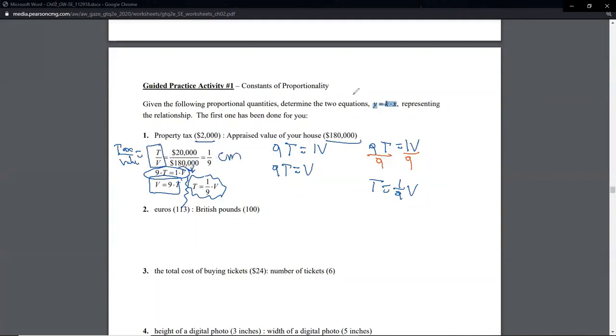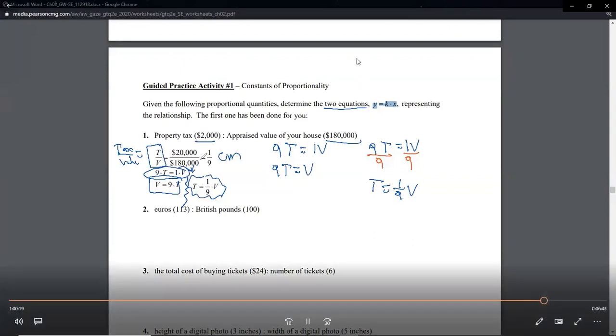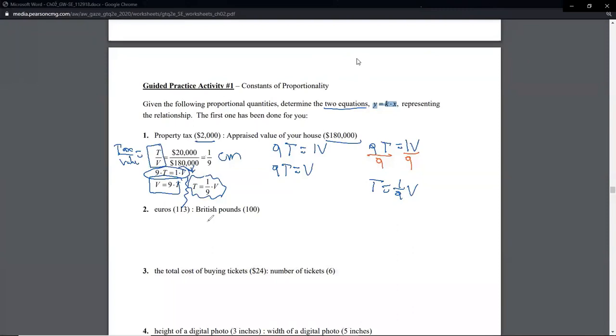And then the two, they said determine the two equations. That's where it's just one time you solve for t, one time you solve for v. Again, in the real world, there's no reason for you to solve for both. Pick one and stick with it. Which one should you solve for? The one they ask you questions about. Now, they're not asking about any questions in here, so that part's irrelevant, which is why they ask you to do both for good practice.